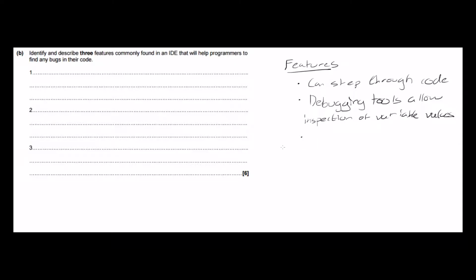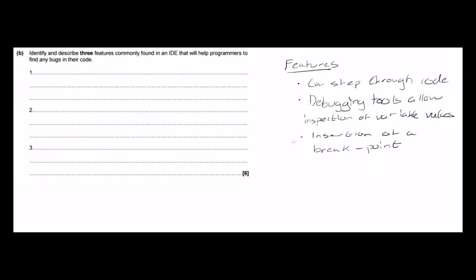So let's have a think about some debugging features that an IDE may have. The first one I've got is that an IDE can step through the code. I'll come on to what these mean in a second, because that's going to be our second mark for each of those points. And the second one I've got is debugging tools allow inspection of variable values. And my third feature is the insertion of a breakpoint into a program.